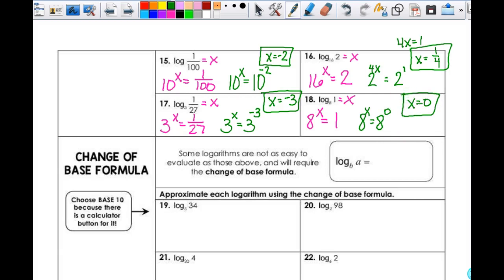Okay? So I want to see the common base form and then the answer as well. Okay? We good on that? Can handle all that? Awesome.